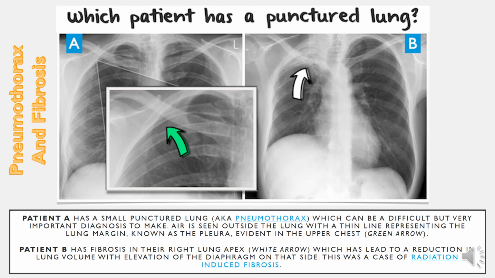Which patient has a punctured lung? Patient A has a small punctured lung, also known as pneumothorax, which can be a difficult but very important diagnosis to make. Air is seen outside the lung with a thin line representing the lung margin, known as the pleura, evident in the upper chest, green arrow. Patient B has fibrosis in the right lung apex, white arrow, which has led to reduction in lung volume with elevation of the diaphragm on that side. This was a cause of radiation-induced fibrosis.